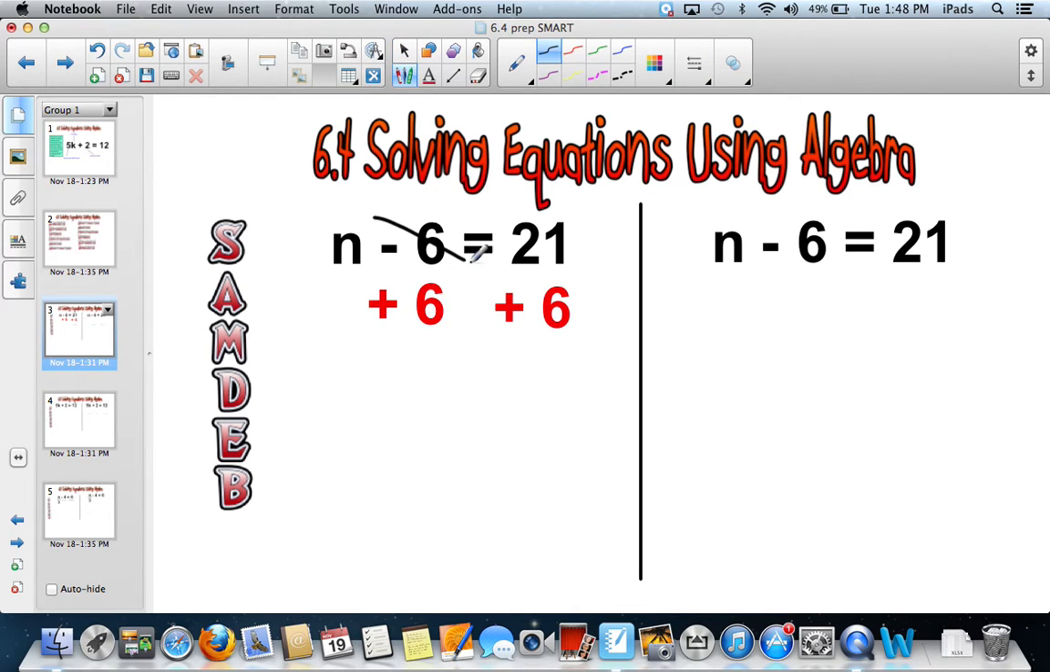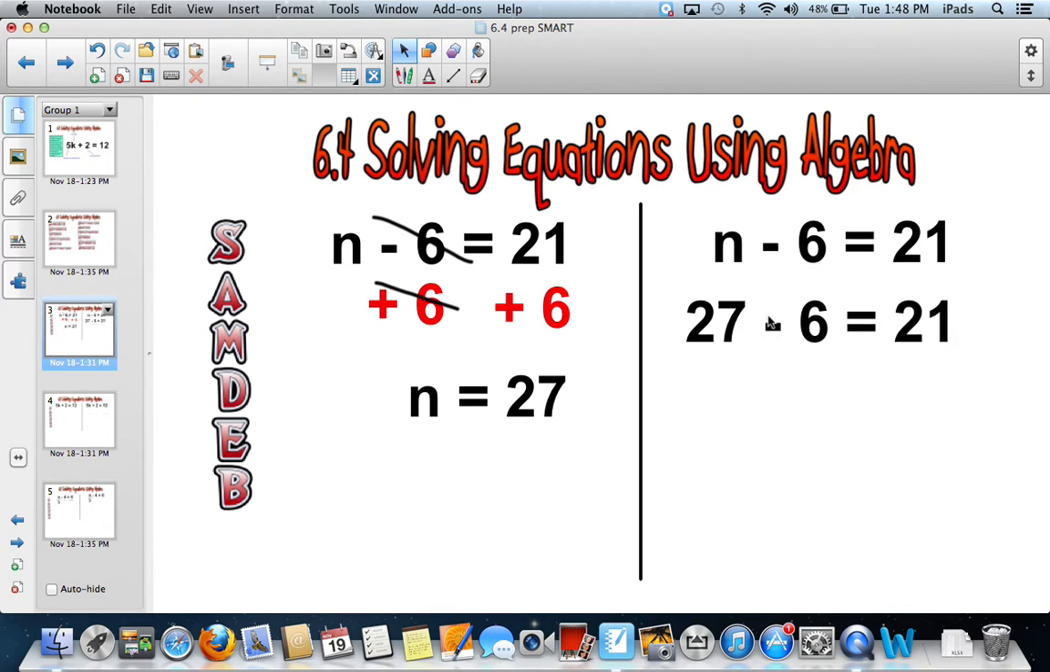These two here become canceled out, or 0. But what we do to one side of the equation, we have to do to the other side. So we've added 6 over here, we have to add 6 over there. And when we do that, the n is by itself, and we end up with 27. To check that, we can substitute the 27 in for the n on the other side. When we do that, we end up with 27 minus 6 equals 21, and 27 minus 6 is 21. 21 equals 21.